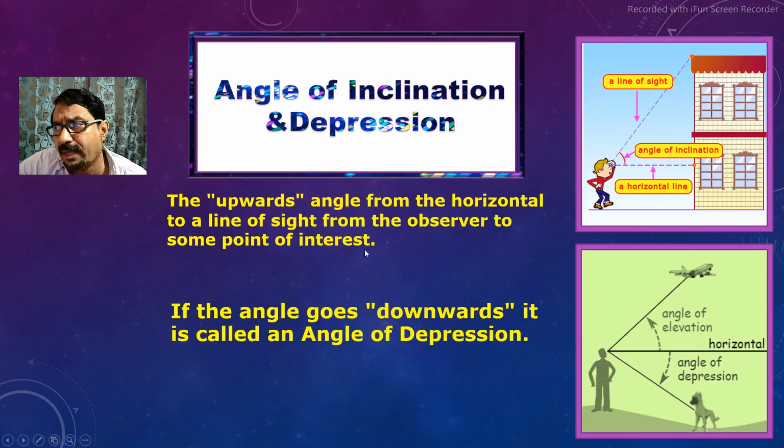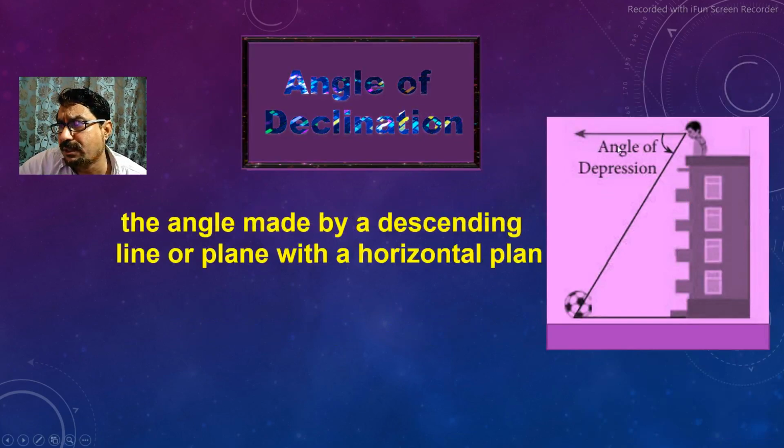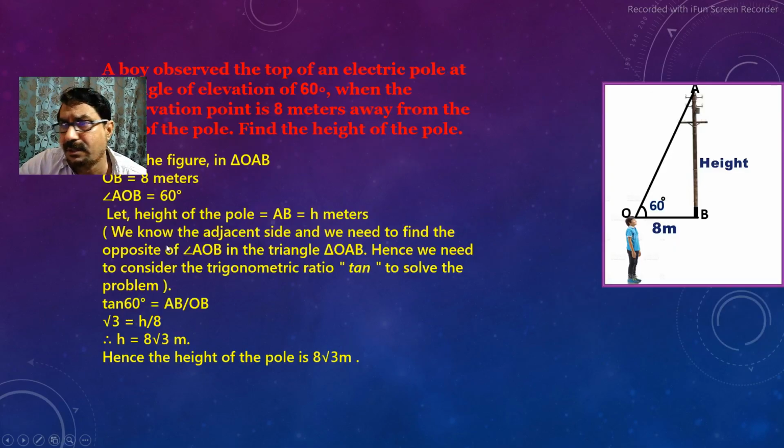So the upward angle from the horizontal to the line of sight from the observer to some point of interest is called the angle of inclination. In the second clip, you can see a guy standing on this building, and he's watching down. Here is a football, and the angle will form here, right? That is called the angle of depression. The angle made by a descending line or a plane with the horizontal is called the angle of declination. Okay, we'll proceed, there is a problem here.